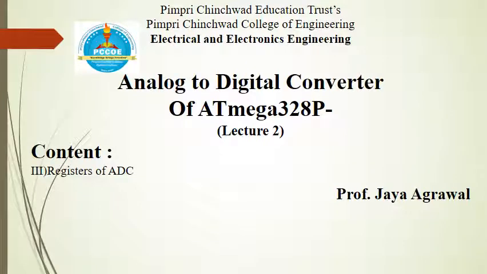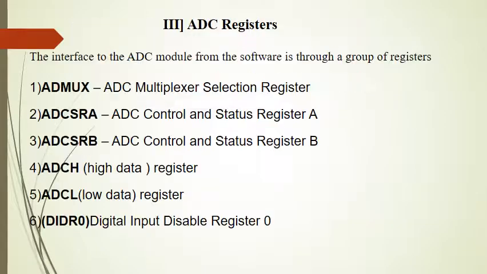In the previous lecture of analog to digital converter, we studied the analog to digital block diagram. Also, we studied the important features related to the analog to digital converter of Atmega 328P. Now, in this particular lecture, we will study the registers which are associated with the analog to digital converter. So, till now, we discussed the features of the ADC of the Atmega.